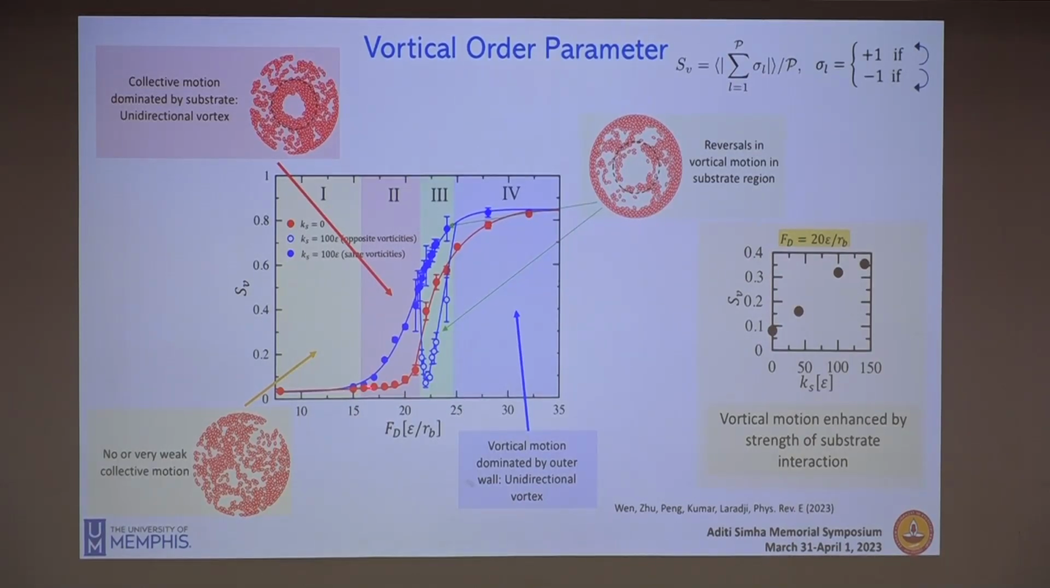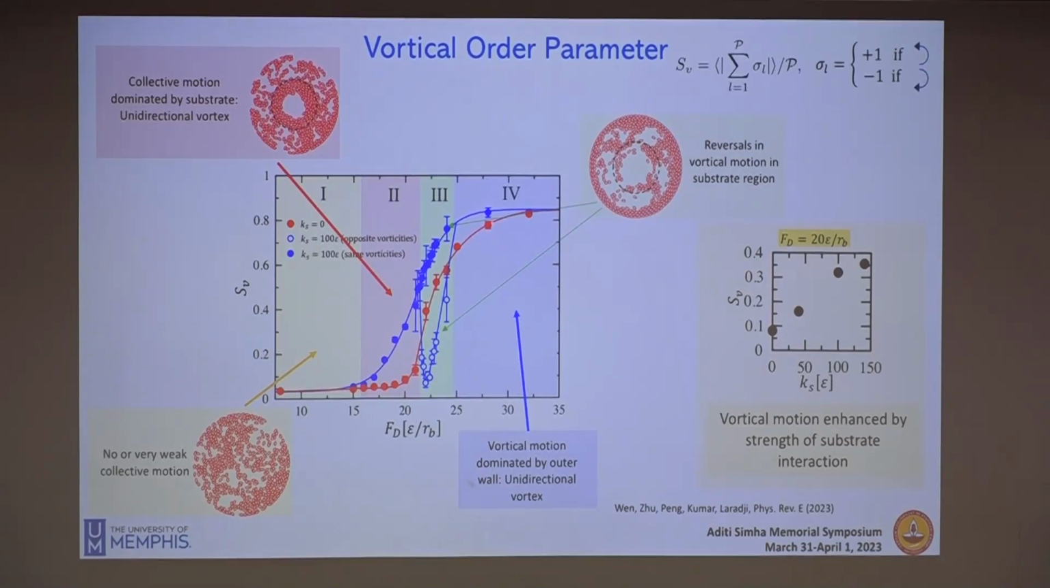And the red curve corresponds to the case of a uniform substrate, whereas the blue one corresponds to the case of a patterned substrate. Of course, the degree of vortical motion or order is higher for the case where the substrate is patterned. So particularly the onset, if you want, of vortical or collective motion happens at a weaker driving force when the substrate is patterned than when it is not.